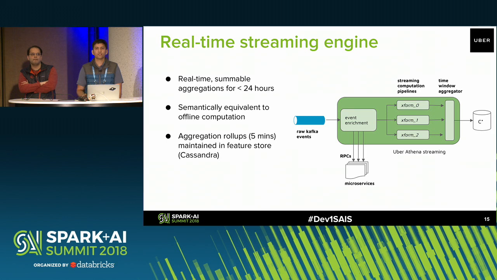Once the event enrichment phase finishes, we move on to the next phase, which is the application of transforms, which you can think of as lambda functions. Each of these lambda functions can, in a sense, output a single feature. All these features that are computed get processed by our time window aggregator. The role of this time window aggregator is to effectively roll up these features to a 5-minute granularity and disperse them to Cassandra.